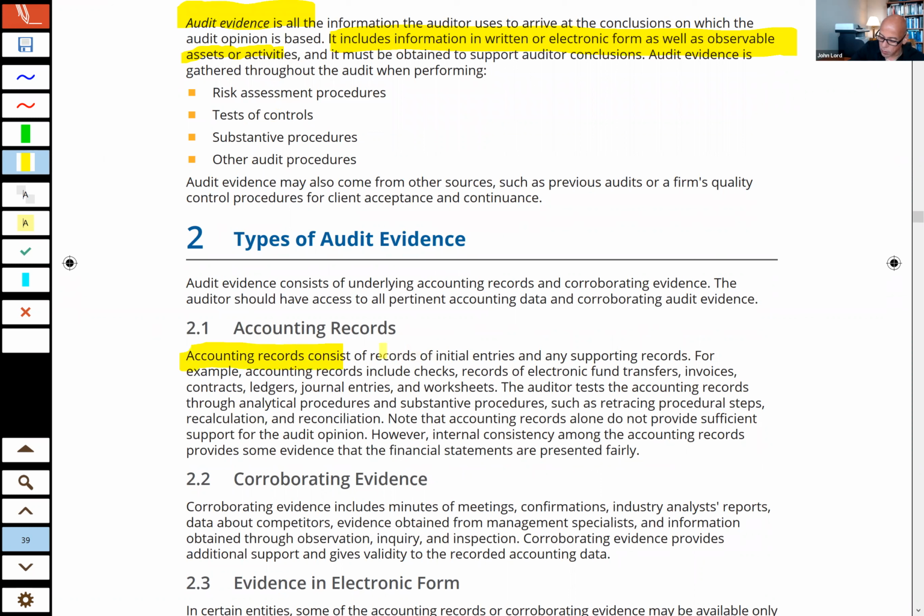Accounting records consist of records of initial entry, supporting records. So our general ledger is the accounting records, our journals are accounting records, but also the supporting records such as invoices and whatnot are also considered accounting records. Now, there's corroborating evidence, and corroborating evidence includes minutes of meetings, confirmation, industry analysis reports, etc. Okay, so we have the accounting records, and then we look for evidence that will corroborate that.